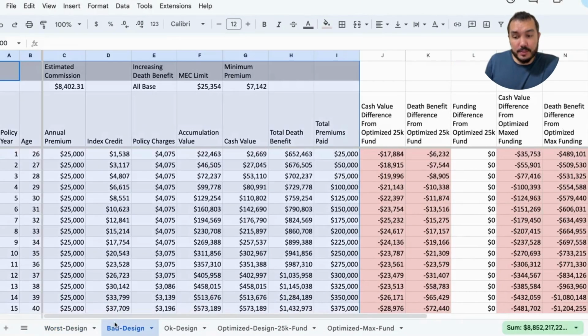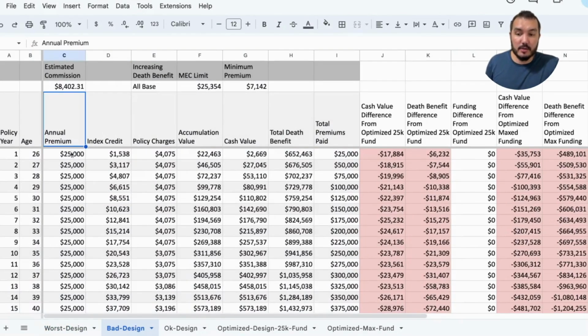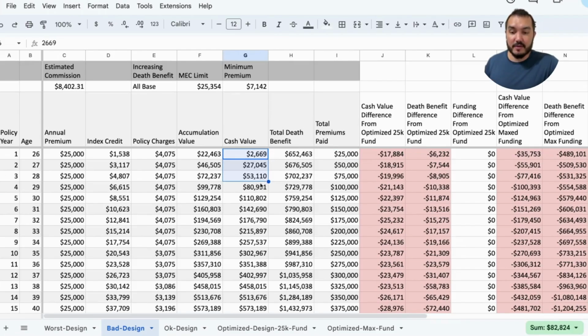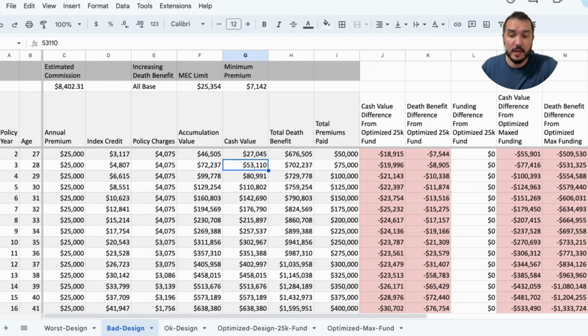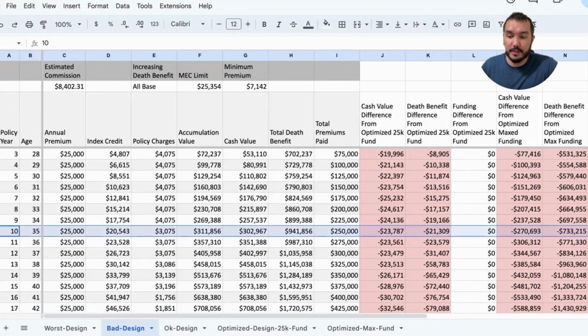Okay, now we're going to jump into the bad design policy to start looking at the different things. Early on, we hadn't really gone through this too much, but we do have some cash value showing up by changing the design a little bit. Still the same funding level, but it's still not great. It doesn't look great to have put in 75,000 in 3 years and only have 53,000 that you have access to in that cash value. So let's spot check year 10.